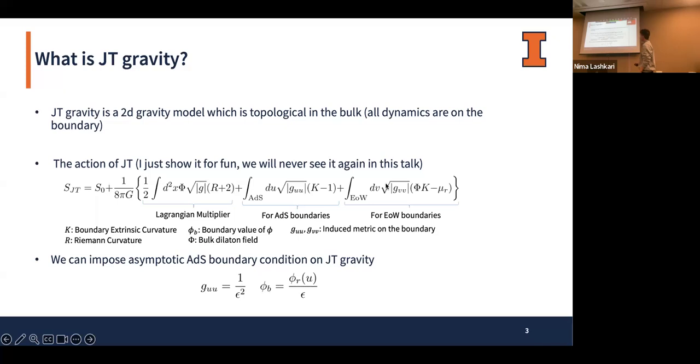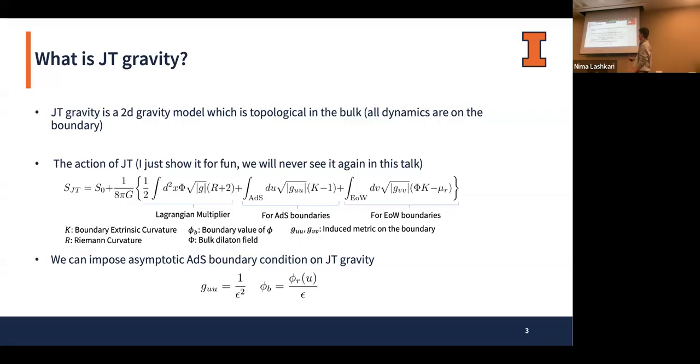On the other hand, we need to explain what JT gravity is, as we will talk about some of the relationships between the SYK model and JT gravity. JT gravity is a 2D gravity model, which is topological in the bulk, and all the dynamics actually live on the boundary. Here we have the action of JT. I just wrote it down for fun. In the following analysis, we will only focus on this term. The other terms won't be really relevant. We will come back to this term later and explain what this end-of-the-world brane term means.